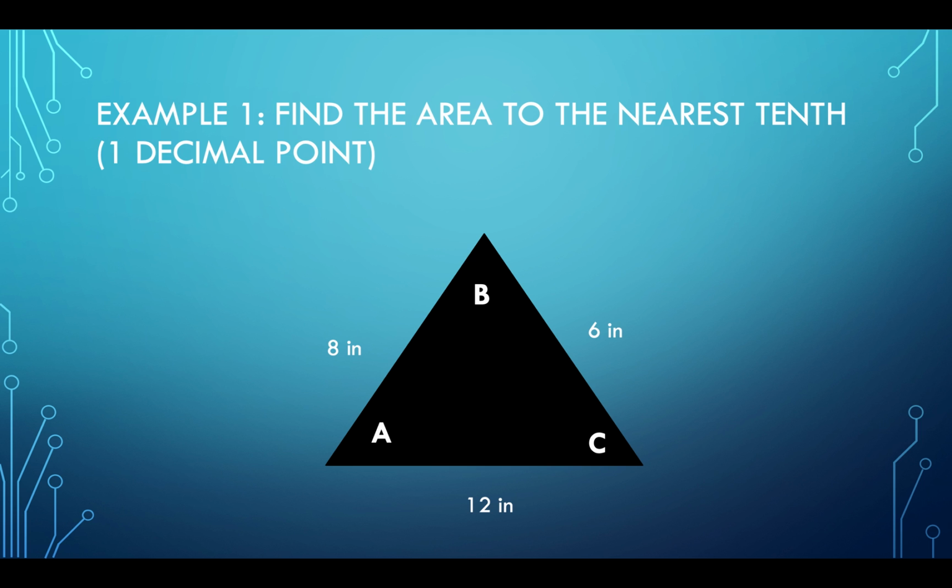In this first example, we're going to find the area to the nearest tenth. So remember, nearest tenth is 1 decimal point. In this particular triangle, it's just labeled A, B, and C. What do we have? Do we have any of those angles given on the inside? No, we don't. Could we technically go and find one of those angles? Yes, we could. We could do it using the law of cosines. Is it a lot more work? Yes. So let's just go ahead and use Heron's formula. So for this particular triangle, side A is 6 inches, side B is 12 inches and side C is 8 inches.